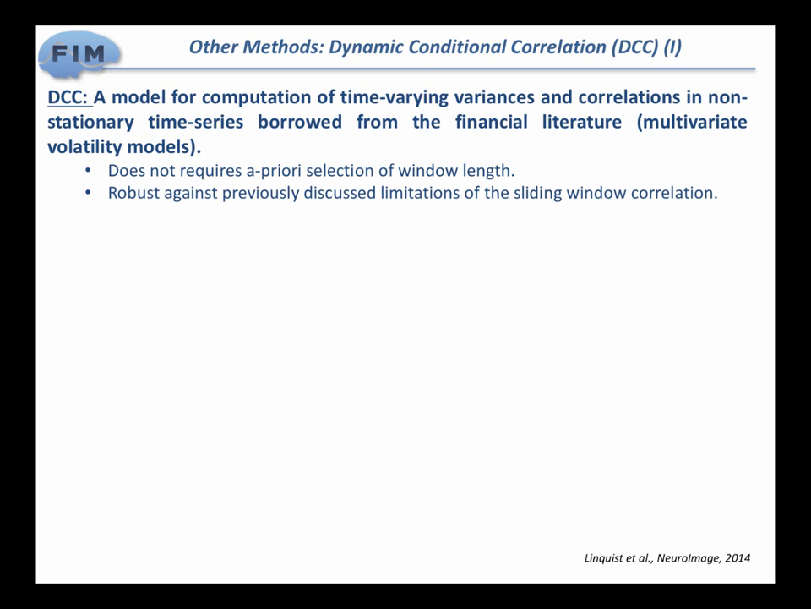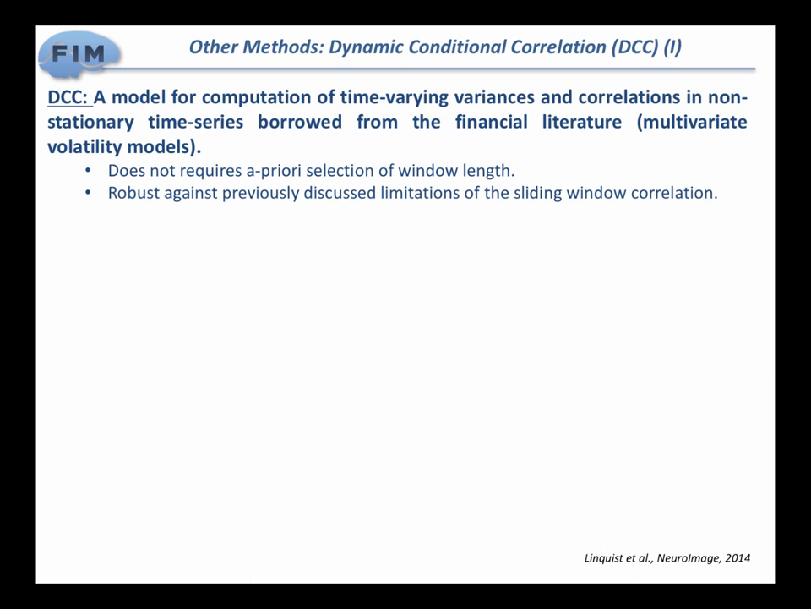But there are other methods. Because the sliding window has so many issues, there have been other methods proposed. So I just want to walk fast through a few of them. One of them is this thing called dynamic conditional correlation. This is a model taken from the financial literature. It basically allows you to compute an instantaneous value of the connectivity. Think of it that way, an instantaneous R, but based on some big models in the background.